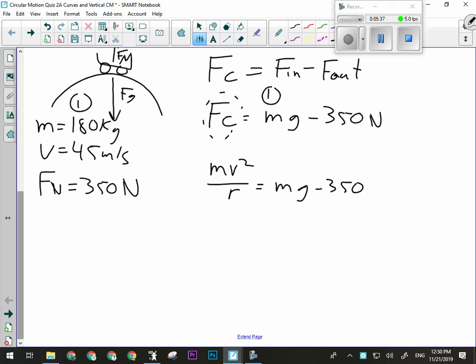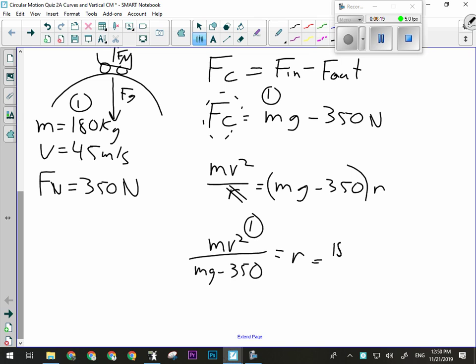I need to get r by itself. This is the tricky part of the manipulation. What should I do with r right now? Multiply it over to this side. What that does is multiply everything on that side by r. So now how do I move all that other stuff back over? Divide it. So I'm going to have m times v squared divided by mg minus 350, and that's going to equal r. Give them a mark if they've got that manipulation. That's their third mark.